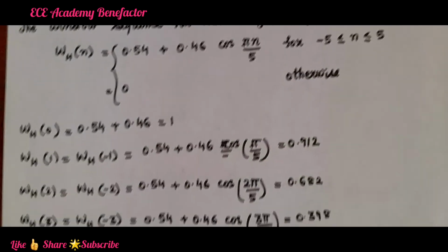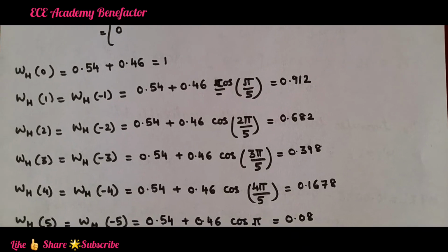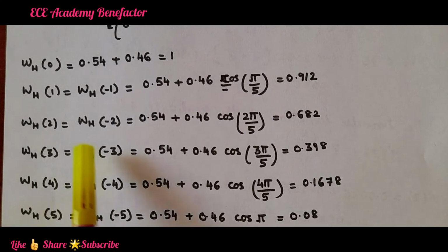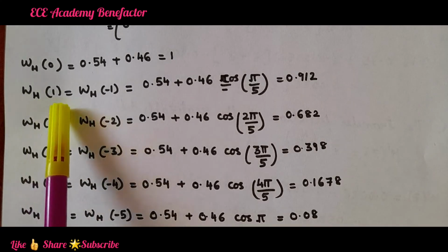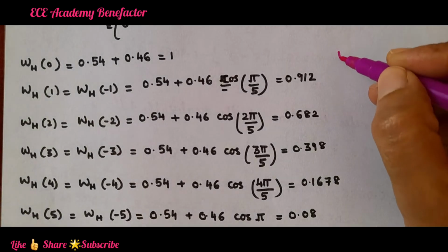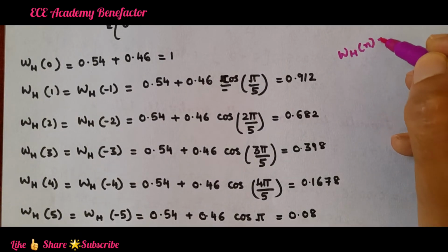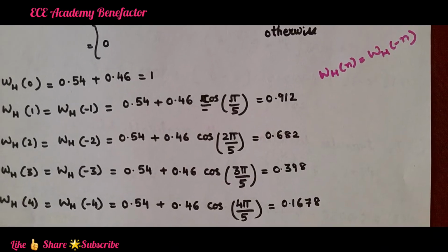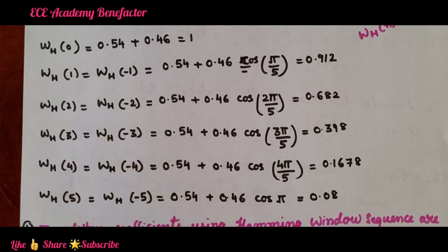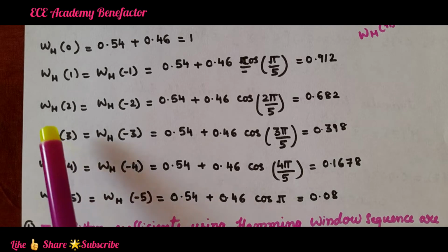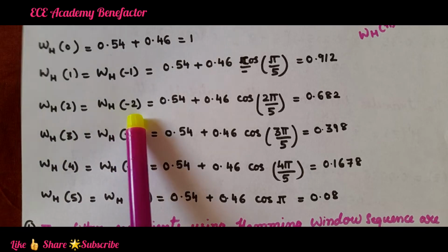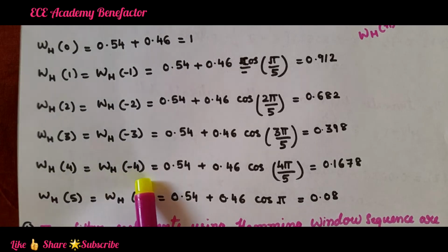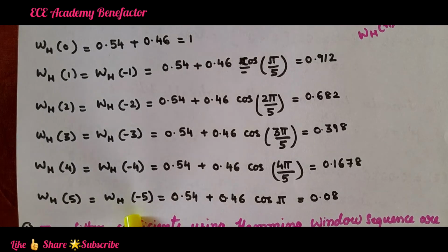The next step is to find the values of WH of 0, WH of 1, 2, 3, 4, 5. We know WH of n is equal to WH of minus n because of the symmetrical response. So we can write WH of 1 equals WH of minus 1, WH of 2 equals WH of minus 2, WH of 3 equals WH of minus 3, WH of 4 equals WH of minus 4, and WH of 5 equals WH of minus 5.